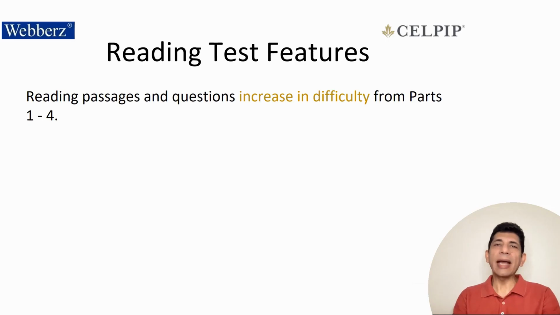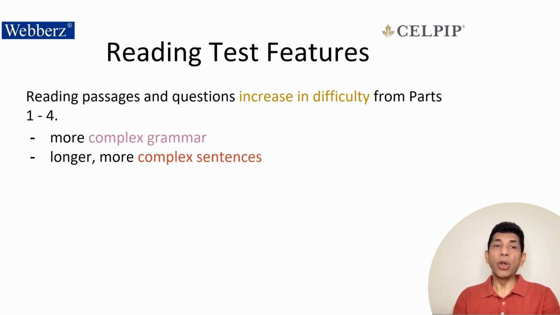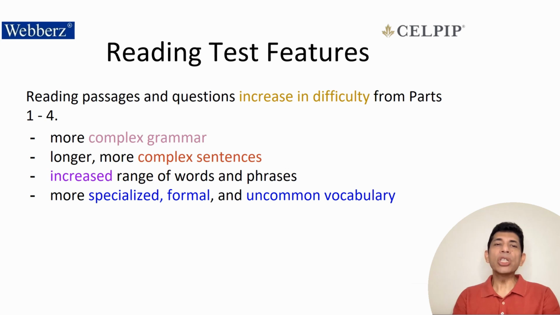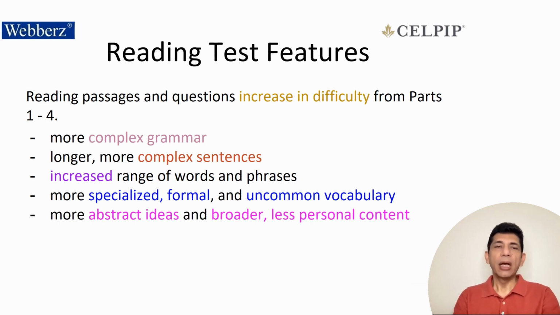Now, what exactly is difficulty level and how do they increase it? Okay, so they use more complex grammar. They use longer, more complex sentences. Increased range of words and phrases are used. They use a more specialized, formal, uncommon vocabulary. A lot of abstract ideas come into play. There is much broader content with less personal content.